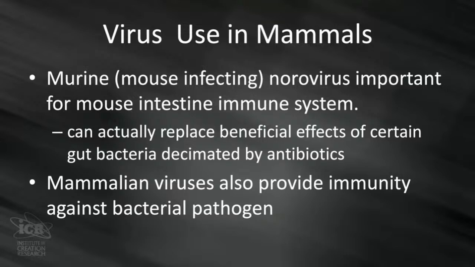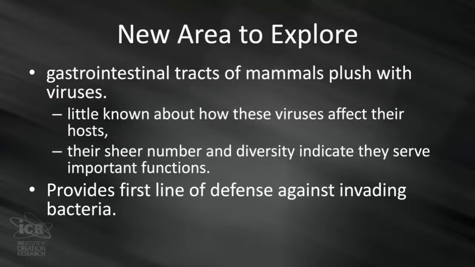Virus use in mammals. Norovirus, important for the mouse intestine immune system, can actually replace the beneficial effects of certain gut bacteria, which are decimated by antibiotics. And of course, we have immune system protection. Gastrointestinal tracts of mammals are plush with viruses. Again, we don't know much about them. We know they're there. We know they have a high number. And as time goes by, the virologists now realize that we've got to basically let people know that they're our friends. And we need to understand what they do because they can help cure diseases.